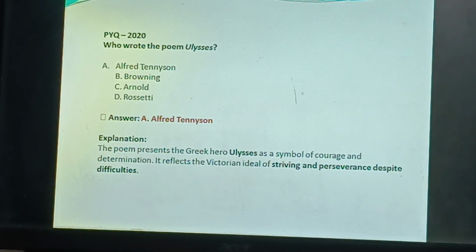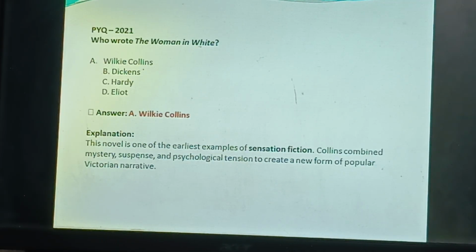Who wrote the poem Ulysses? Alfred Tennyson, Browning, and Tolstoy. Alfred Tennyson. The poem presents the Greek hero as a symbol of courage and determination. It reflects the Victorian ideal of striving and perseverance despite difficulties.